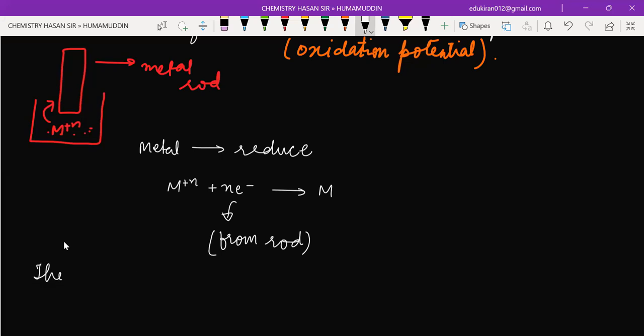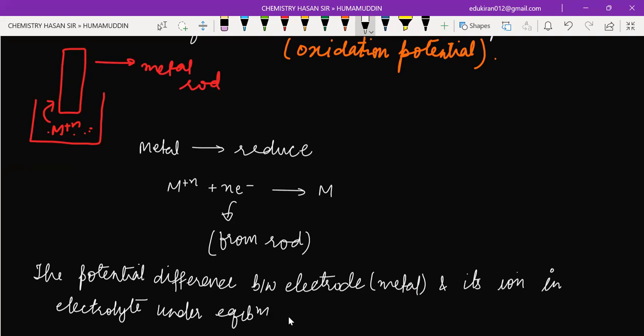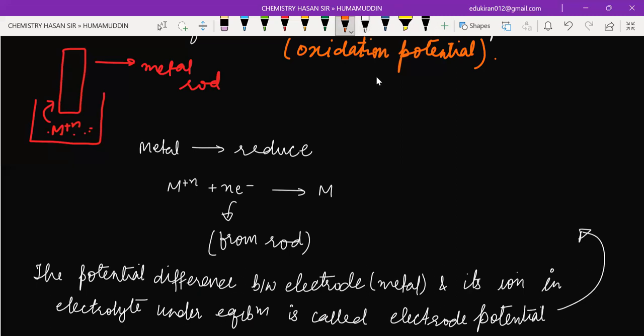Now we can write the definition. The potential difference between electrode, that means metal, and its ion in electrolyte under equilibrium, the same definition, equilibrium, is called electrode potential. And to be more specific, this will be your reduction potential.